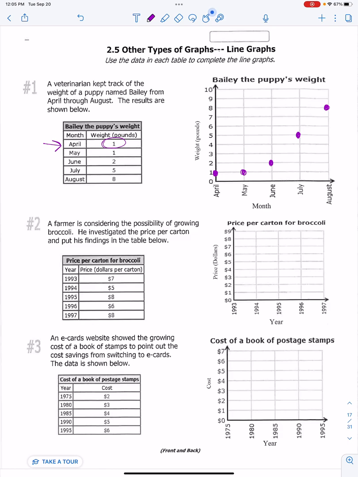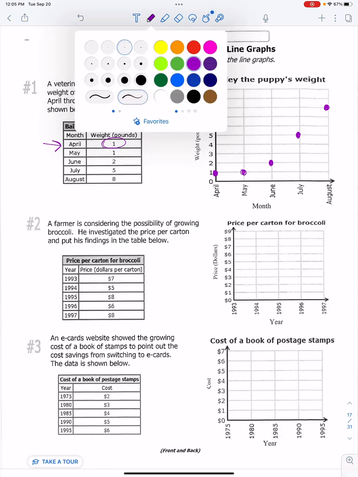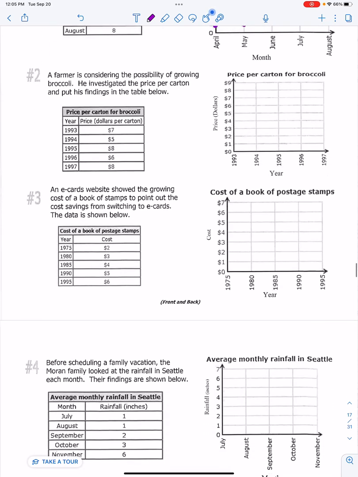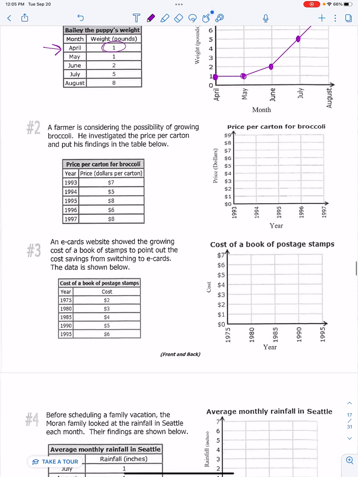So then the idea is we go back and we try to connect the dots with straight lines. So there's our line graph for Bailey the puppy's weight. I'm going to go down and maybe look at number 3.